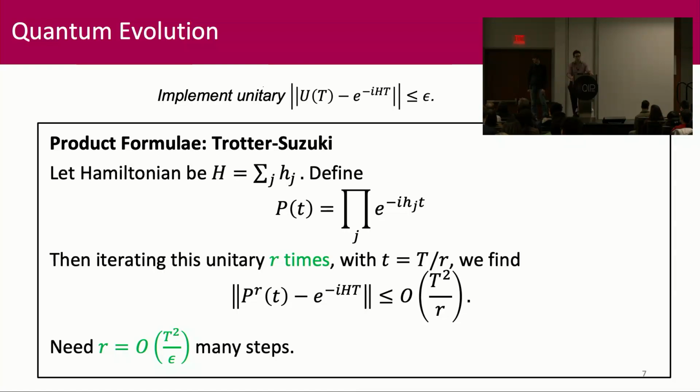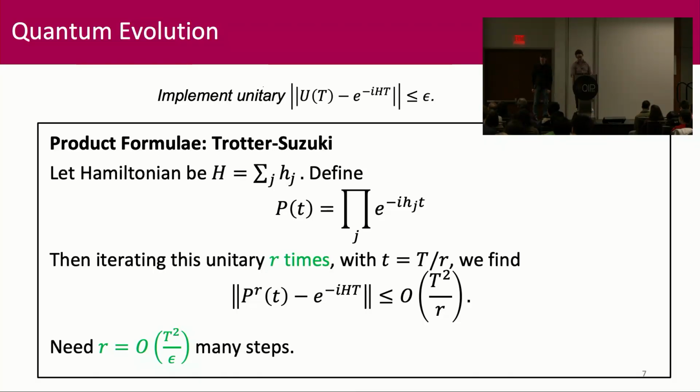And so naturally, if I want to achieve some error epsilon, I can choose my number of Trotter steps to go as t squared over epsilon. Here, the number of Trotter steps is more or less a proxy for the overall gate count, for the moment.